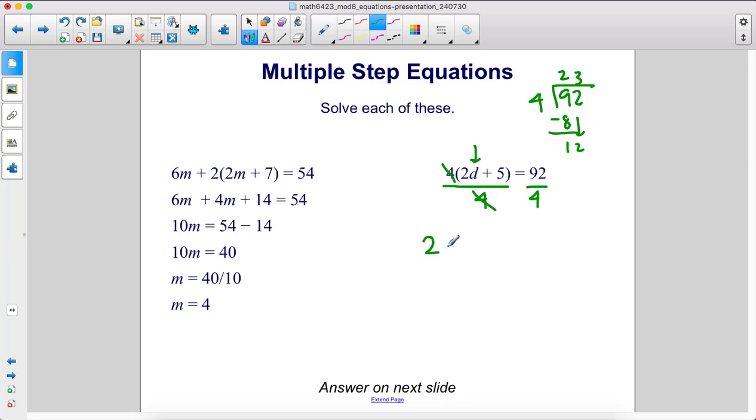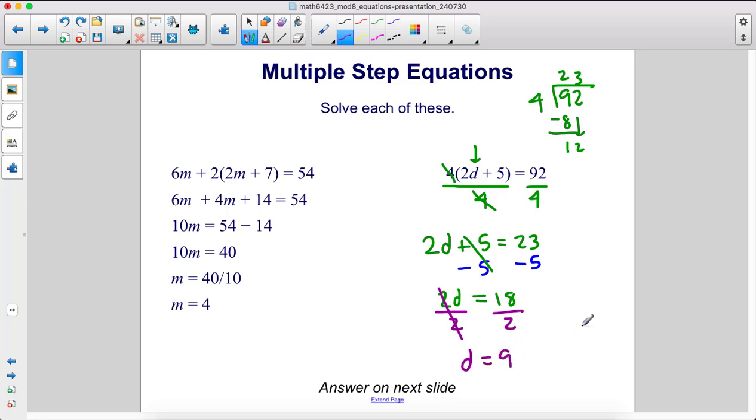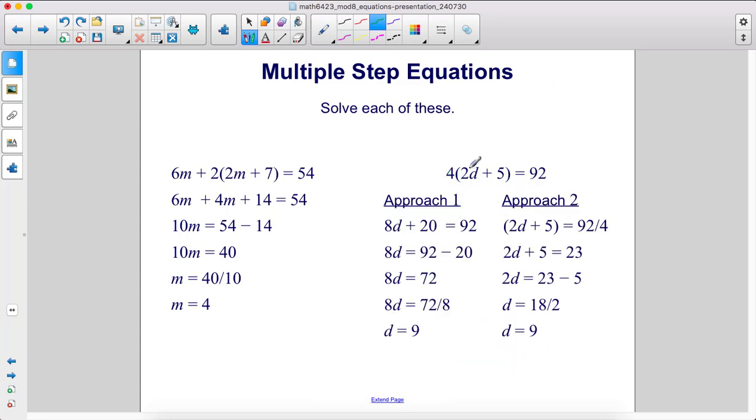So we now have 2d plus 5 equals 23. We're going to undo this addition with subtraction. So now we have 2d, and that goes away, equals 23 minus 5 is 18. Next, we're going to divide both sides by 2 to undo this multiplication, and we get d equals 9. Like before, you could have distributed or you could have skipped distributing. Either way, you will get d equals 9 at the end.